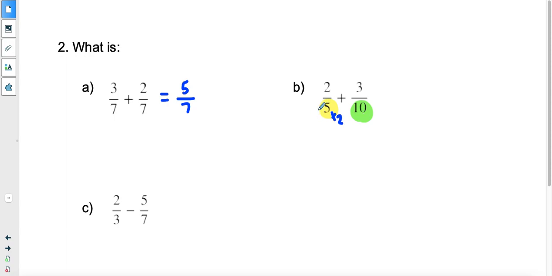And here, if I multiply this denominator by 2, I have to multiply the numerator by 2 as well to make the fractions equivalent. And now if I do this, 2 times 2 is 4, 5 times 2 is 10, so I get 4 over 10 plus 3 over 10. 4 over 10 plus 3 over 10 is 7 over 10.